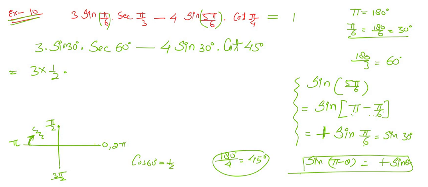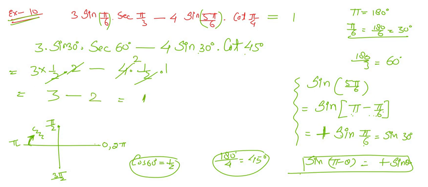Cos 60 is 1 by 2, so reverse will be 2 minus 4. Sin 30 is again 1 by 2. Cot 45 is 1, so this 2 and 2 cancel. So this is 3 minus, this is 4 2s. So this is minus 2, and 3 minus 2 is 1. Hence proved. Okay, this is example 10.